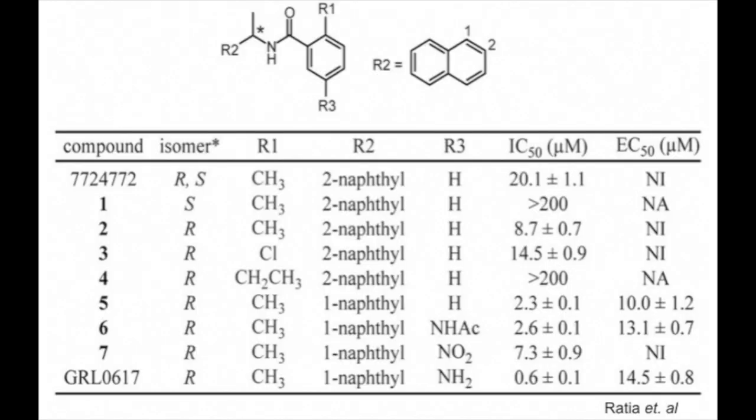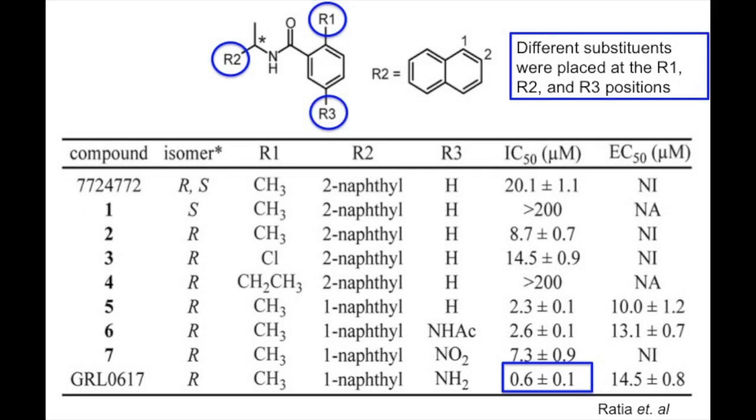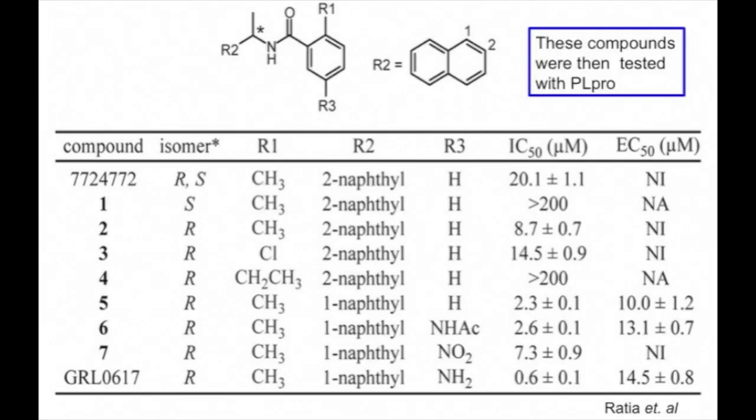After testing over 50,000 potential inhibitors, the most potent was structurally altered to optimize the inhibitor and obtain the lowest IC50 value. This value is the inhibitor concentration at which protein activity is halved. The lower its value, the better the inhibitor. This new optimized inhibitor was named GRL0617.